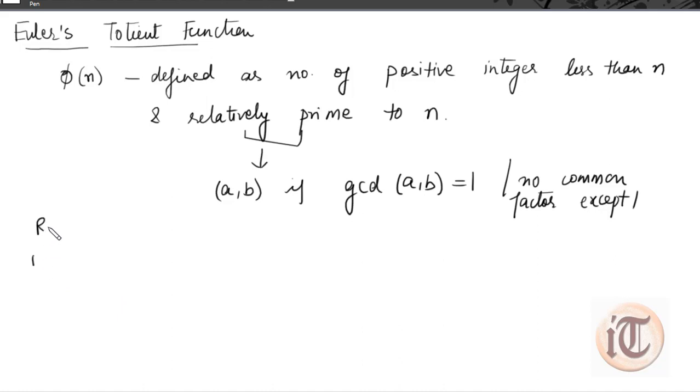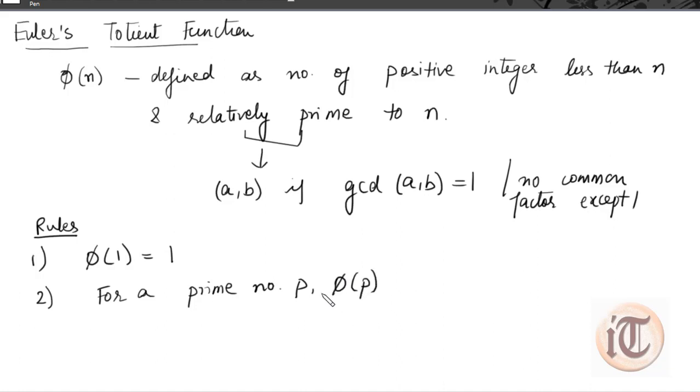The rules are, first rule: the value of phi of 1 is always 1. This is rule 1. Now rule 2 is, for a prime number p, if we have to find the Euler-Totient function for this number, which is a prime number, we can directly calculate it as p minus 1.